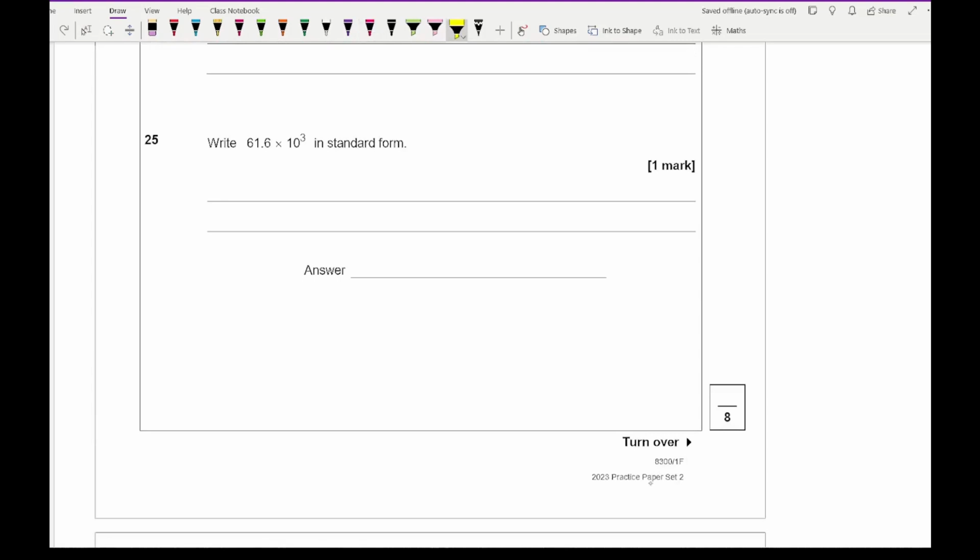Well, hopefully you'll be able to spot that this is not in standard form because this number is not written as a number between 1 and 10. So what we need to do is, if we make this number smaller by moving the decimal point, I then need to make the power bigger by the number of places that I've moved the decimal place. So it's going to be to the power of 4. So the correct answer should be 6.16 times 10 to the power of 4.